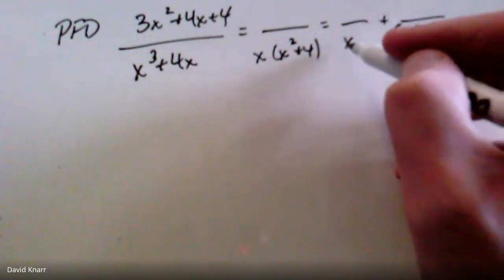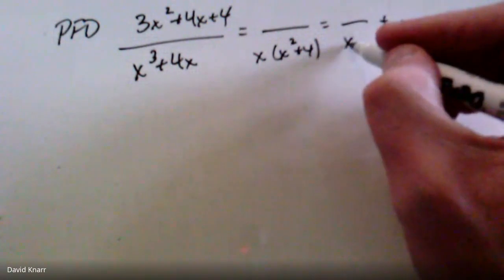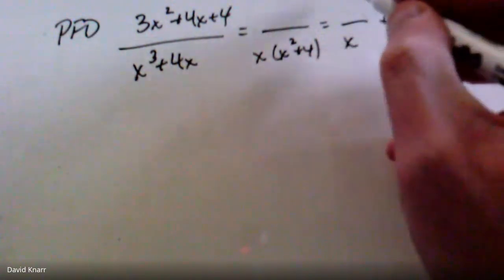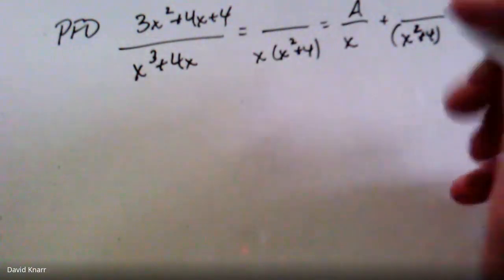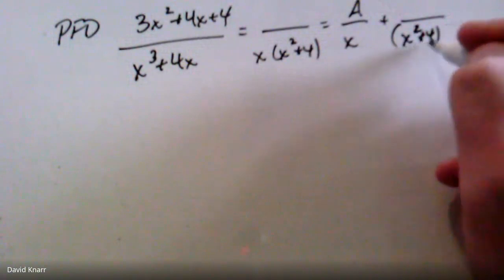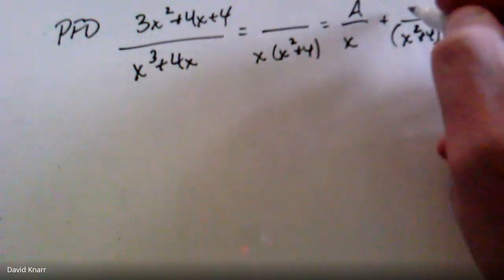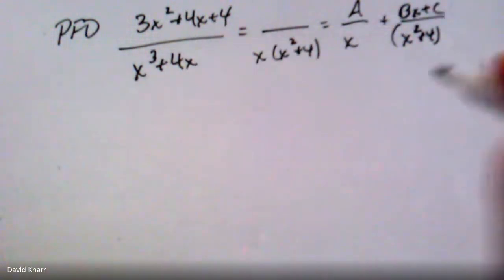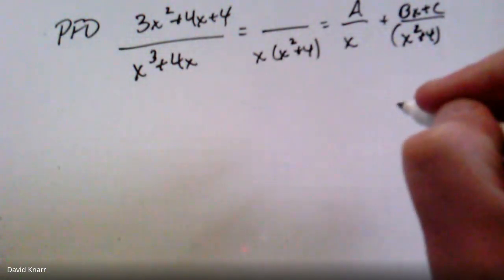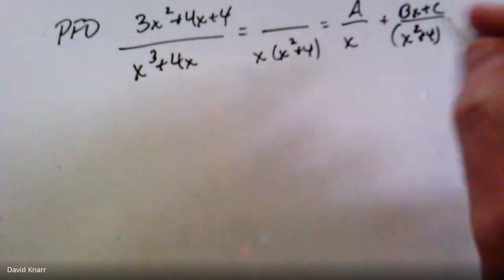All right, so now let's talk about what we need. This factor in the denominator is linear, so it just needs a number on top, like the last two types. The x squared plus 4 is degree 2, it's quadratic, so it needs a bx plus c on top, because it could be linear on top. We have to consider that.